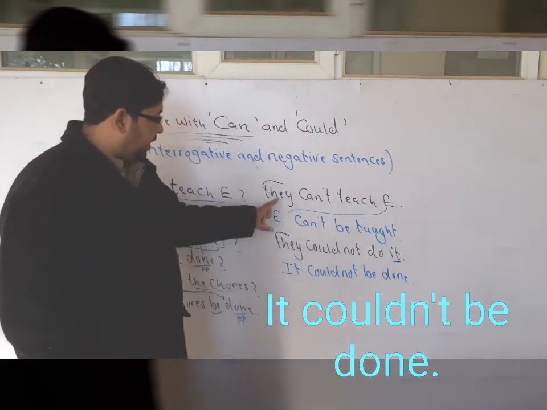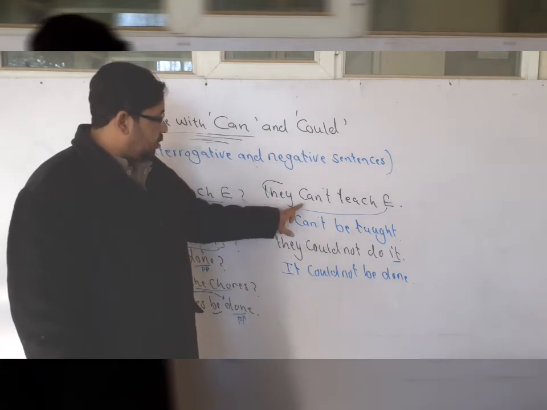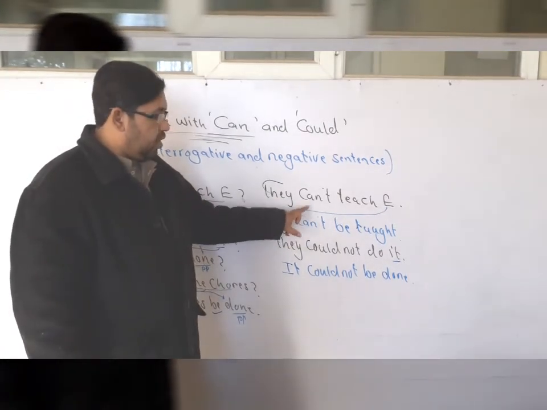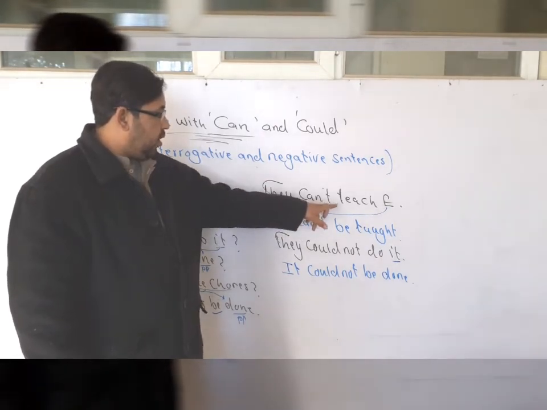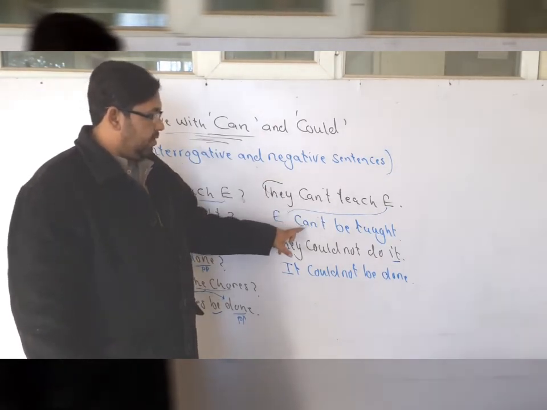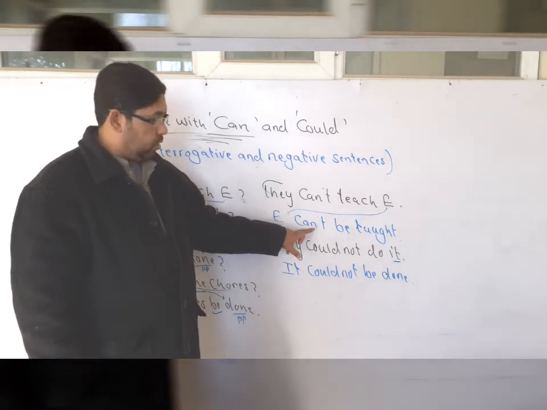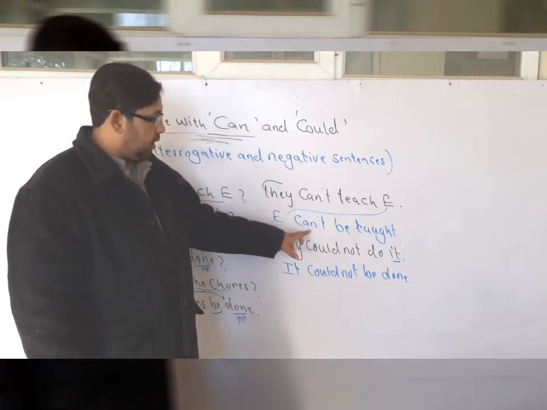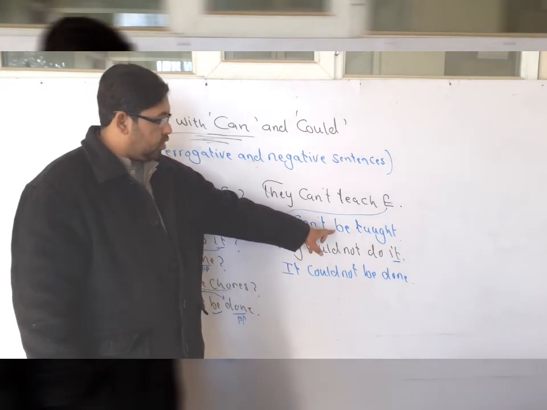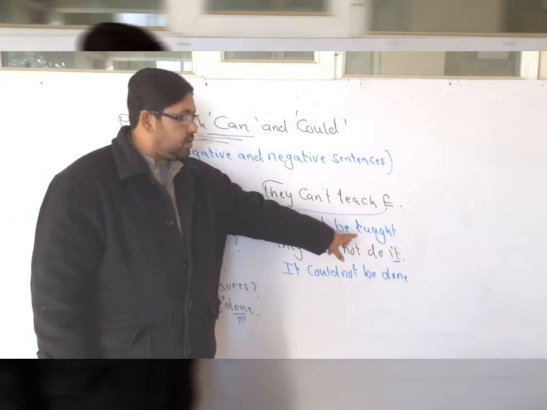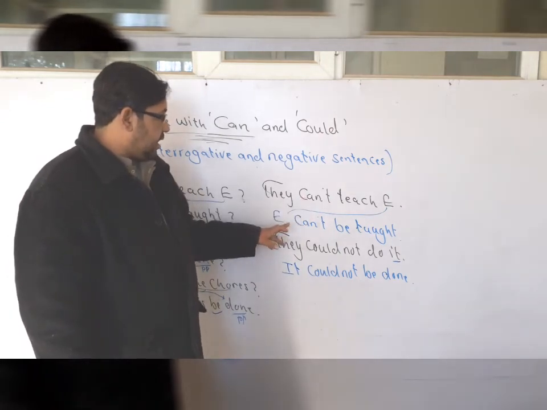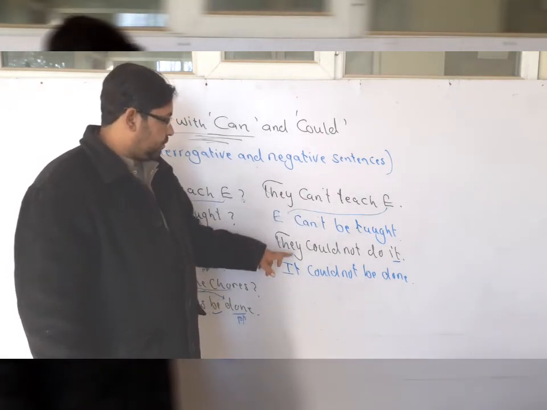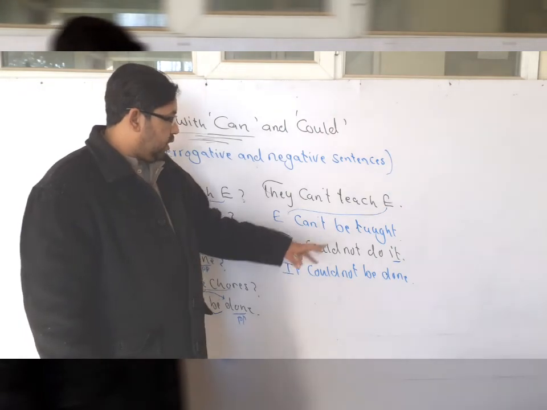If you have a negative sentence, do not once again change the place of can, and bring the object of the sentence at the beginning. After the object, use can or could, cannot or could not. And after cannot or could not, use be. After be, use the third form of the verb. They can teach English. English can be taught. They could not do it.